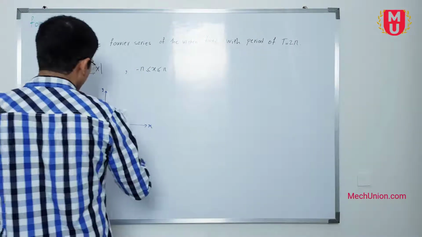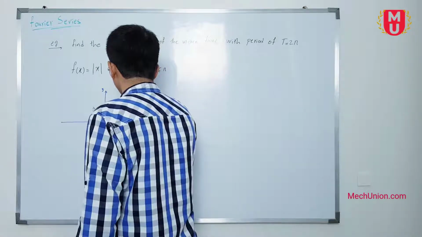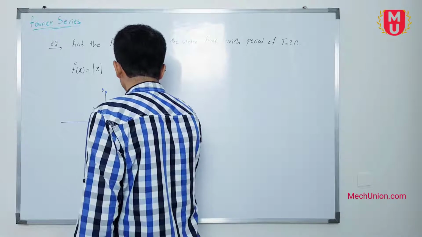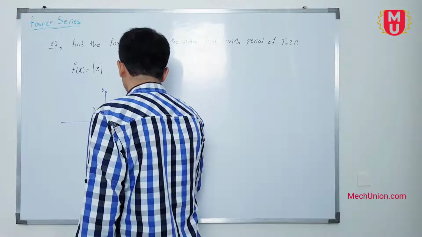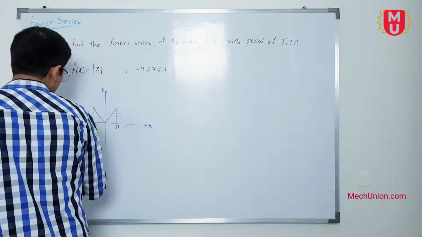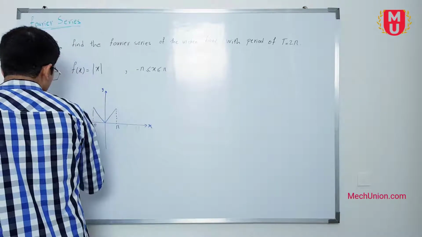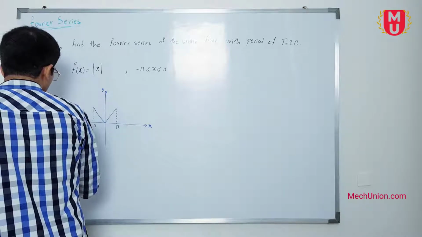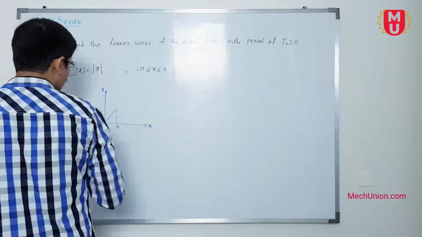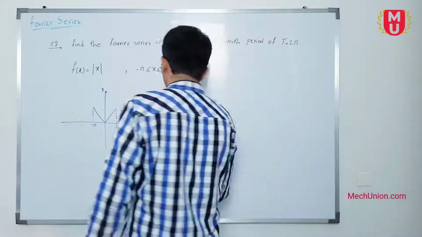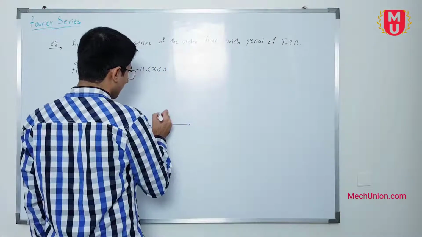And if you want to find the Fourier series, I expand it side by side with the green color. This is 4 pi. This is 2 pi. And on this side, this is minus 2 pi. And this is minus 4 pi. Okay, we should write down the identity of the Fourier series.